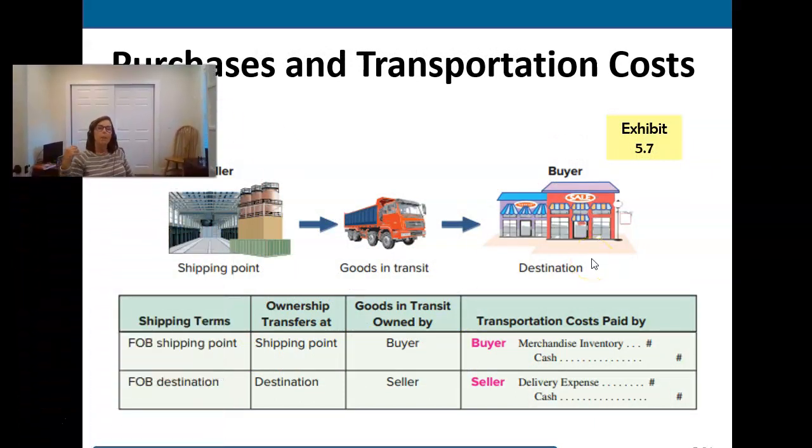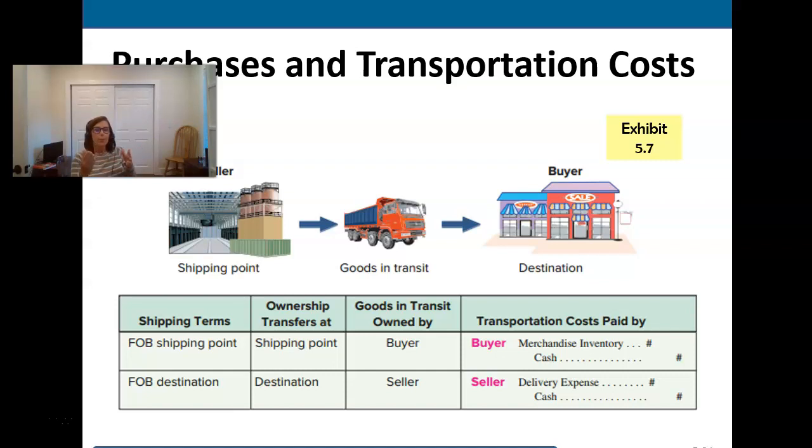Oftentimes, these items need to be shipped. And how we will deal with the shipping costs and the inventory and all of that depends on the terms of the shipping. So there are two terms that you want to be on the lookout for. The first is FOB shipping point. The second, FOB destination. And there are really two issues associated with these. The first is who owns the goods, and the second is who's responsible for paying the cost of the shipping.